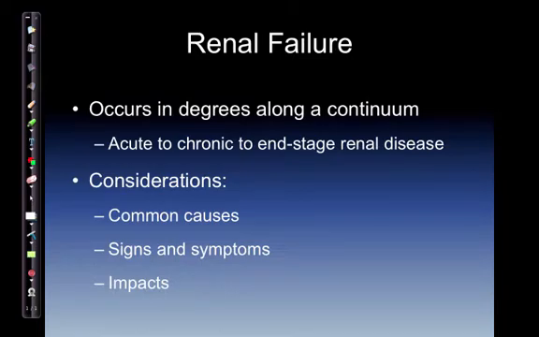Renal failure occurs in degrees along a continuum, so we can have all phases of renal failure. Considerations: a common cause is hypoperfusion, or low perfusion. Intrarenal causes of acute renal failure include primary glomerular nephritis, an example of which would be from lupus, or systemic lupus erythematosus, caused by all the inflammation it creates. And secondary glomerular nephritis, which would be due to an infection.